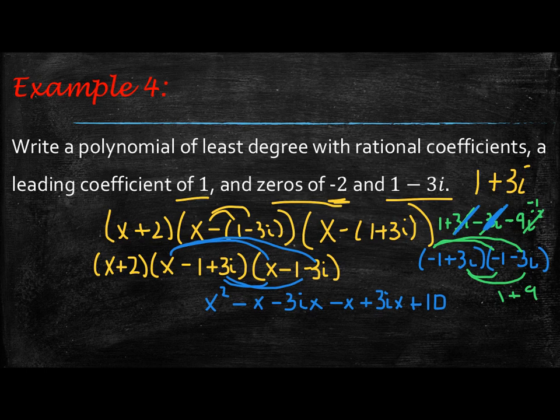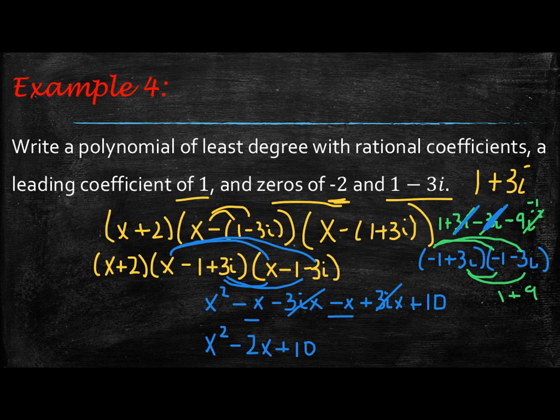Alright, now when I look at this, I need to simplify it. So the negative 3ix and the positive 3ix, those cancel. I'm going to collect my like terms here. So I'm going to have x squared. Then I'm going to have minus 2x. And then I'm going to have plus 10.